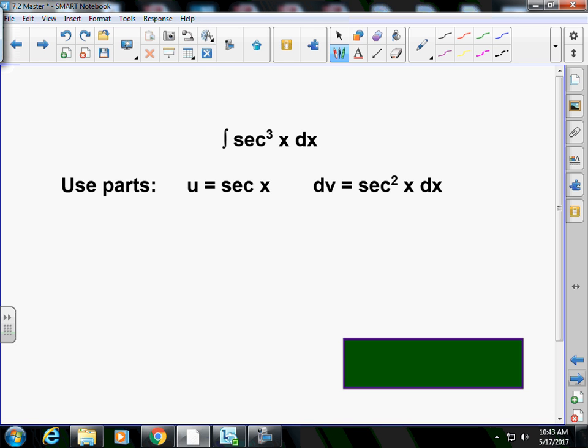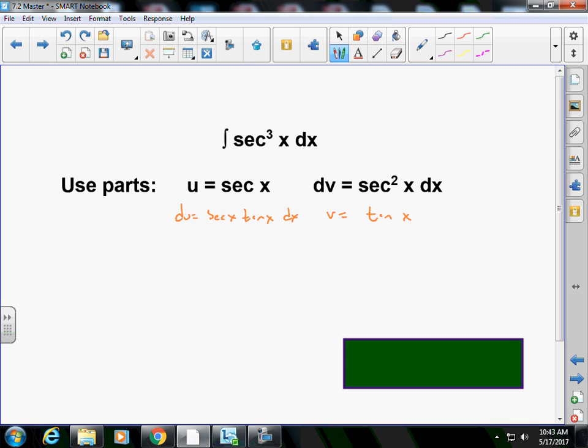So we're going to look at this problem, and it's an integration by parts problem. I have secant cubed x dx. So I'm going to say, well, let u equal secant x and dv equals secant squared x dx. So if u is equal to secant x, then du has to equal secant x tangent x dx. Whoops, I'm getting tired, I guess. And dv means v has to equal tangent x.